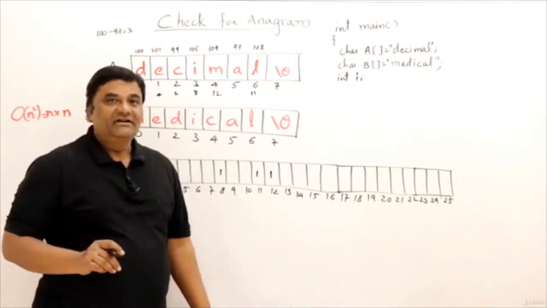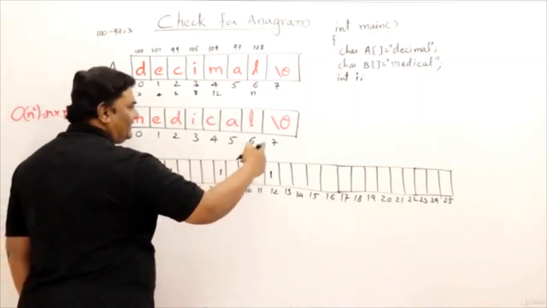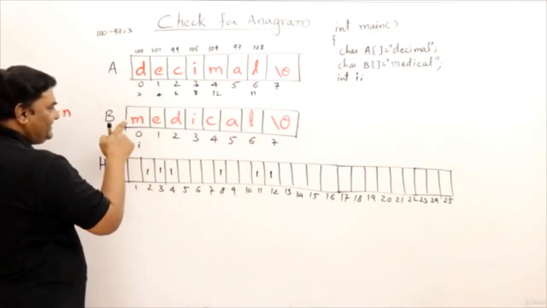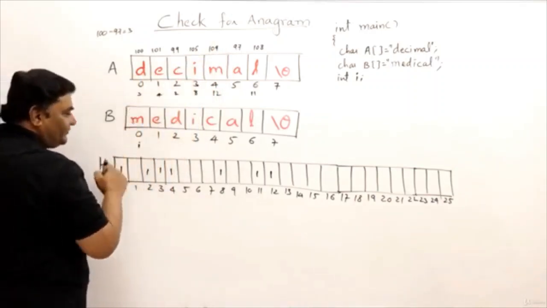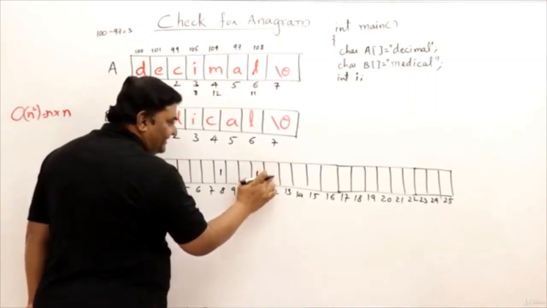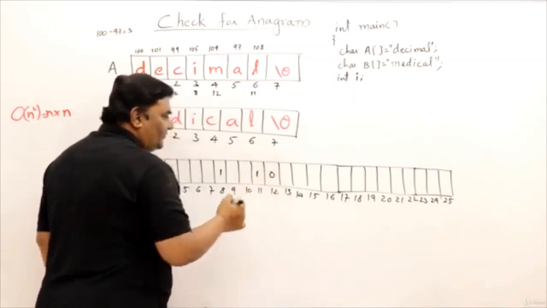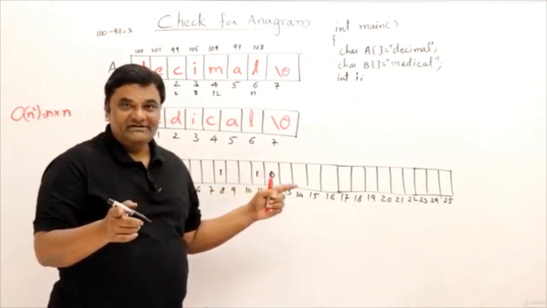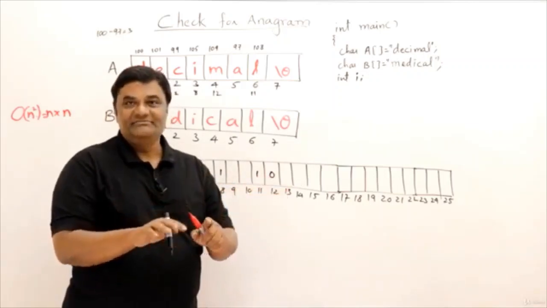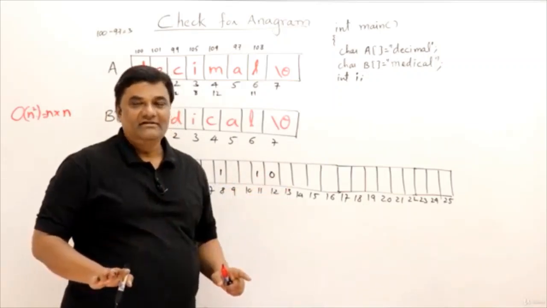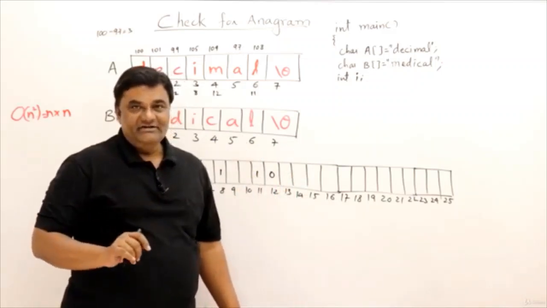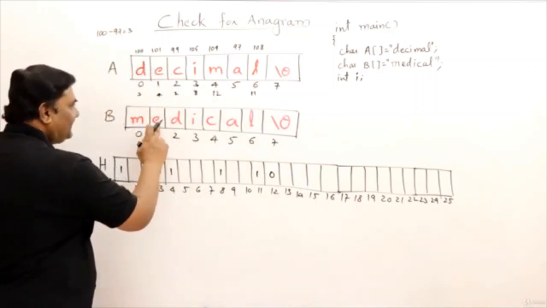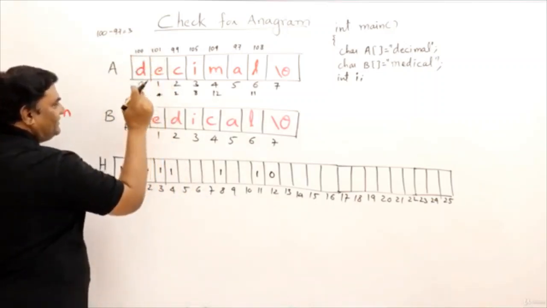Now what is the next step? Scan through the other string, and for each character, M first, the ASCII code is 109, minus 97 gives 12. Go to index 12 and decrement it. So it became 0. See, it should not become -1. If it becomes -1, it means this alphabet is actually not there, so you can stop then and there after subtracting. All right. The next alphabet E, its ASCII code is 101 and the index will be 4.